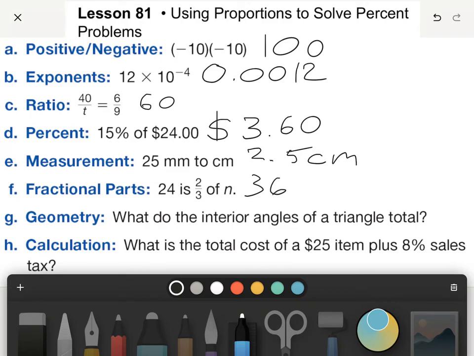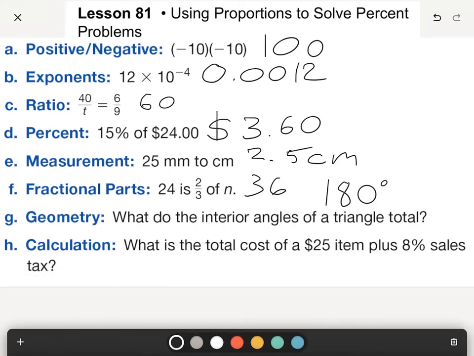Then, oh boy, what do the interior angles of a triangle total, people? Ready? We could just go 1, 2, 3. 180 degrees. Yes, 180 degrees. I'd say you heard it here first, but you've heard it about 500 times this year. So maybe 501 now. 180 degrees.